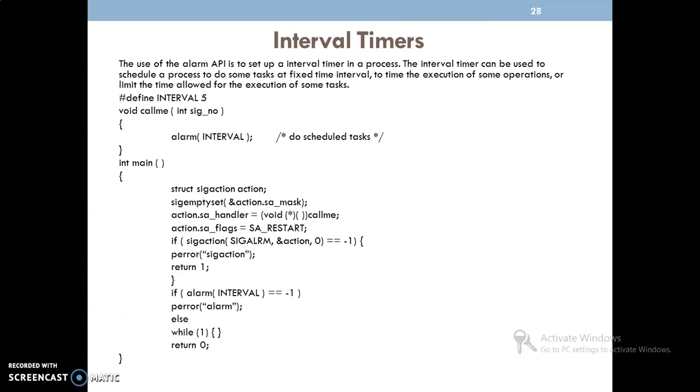Just like the alarm API, there are interval timers. An interval timer is where we give a certain amount of time, and within that time the process should complete a task. That is also implemented using the alarm API here. We will continue with some more concepts in the next video.